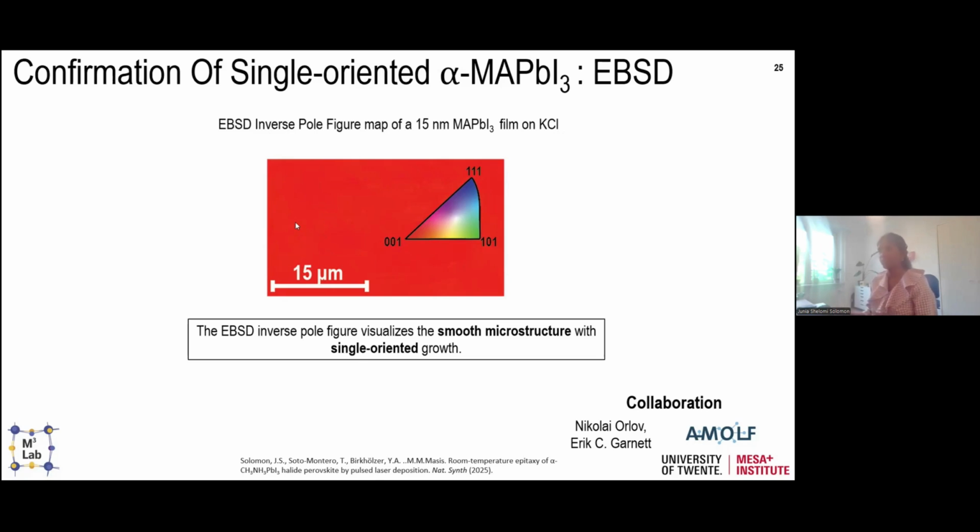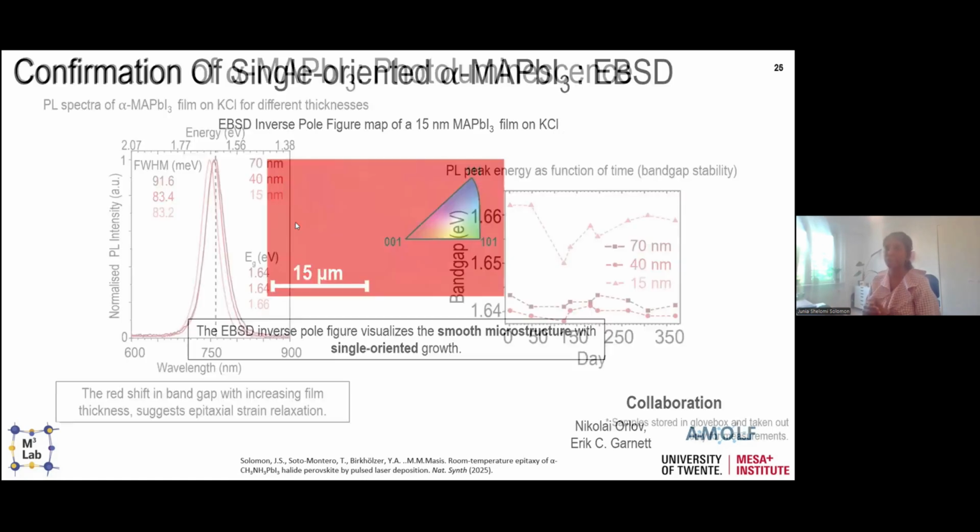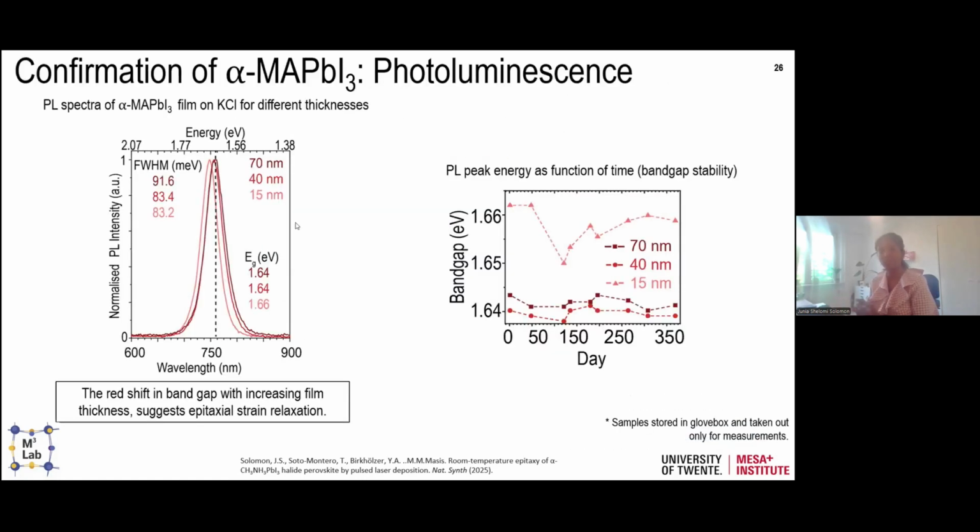Then we were also curious about the optoelectronic properties of the MAPI film. So we did photoluminescence measurement for all thicknesses of MAPI, so the 70, the 40, and the 15 nanometer. And we see that there's a red shift as the thickness increases. So this suggests there's an epitaxial strain. So as the thickness increases, the influence from your substrate decreases.